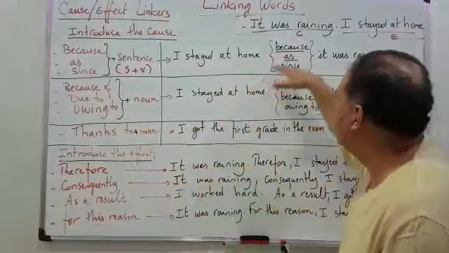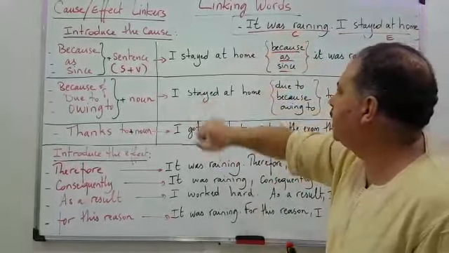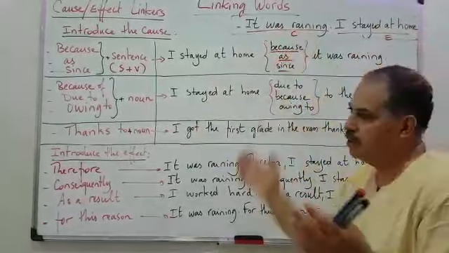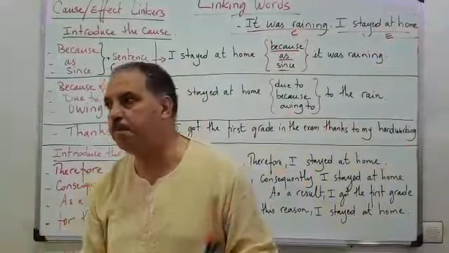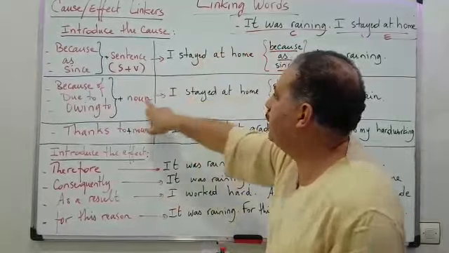For example, here we have it was raining, I stayed at home. So this is the cause. I will begin with this one. So raining is a verb. But we are obliged to form from the verb a noun.